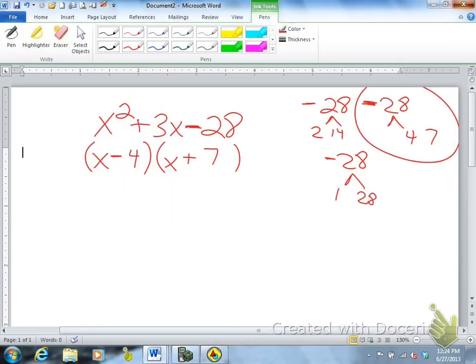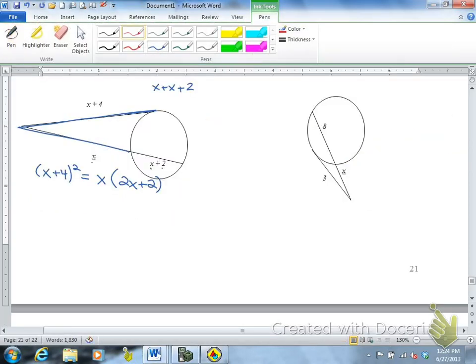So on this one, we would have x squared plus 8x plus 16 equals x times 2x is 2x squared plus 2x. Now it's a process of simplifying. So how about you pause this video and see if you could simplify this. Remember, if you're left with x squared and an x term, you're going to have to set the equation equal to 0. So see if you could do that and pause this video.